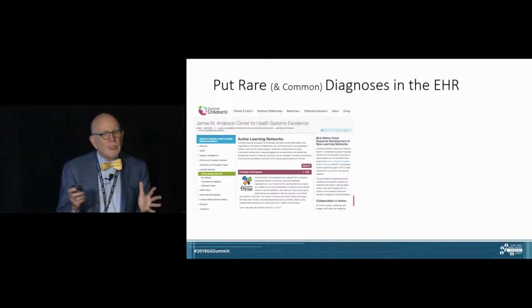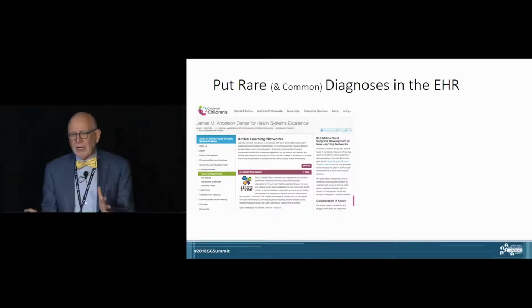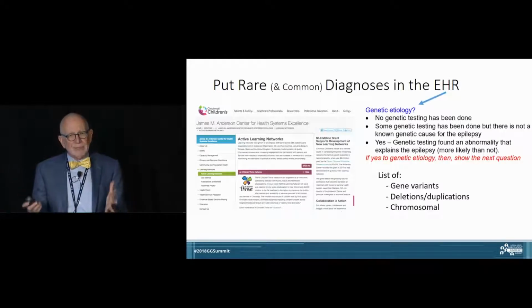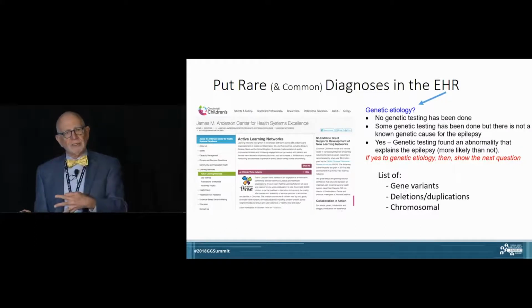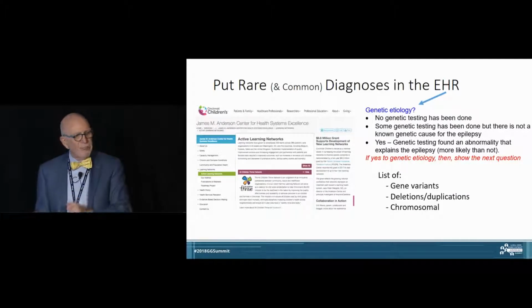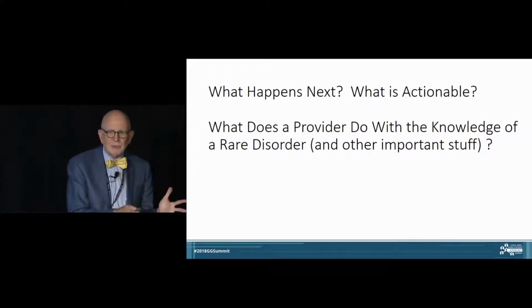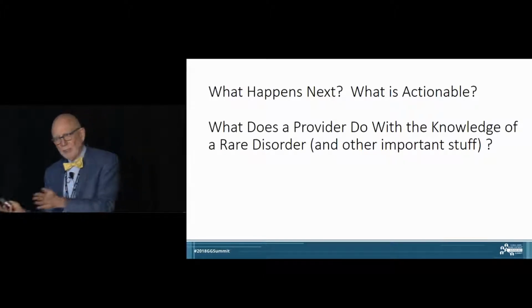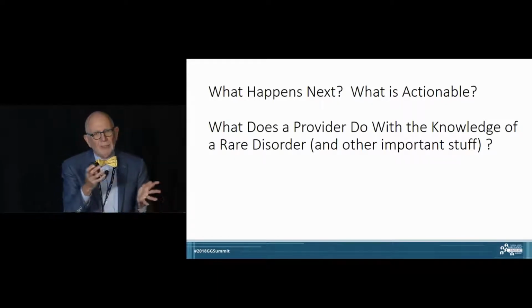The question is, how do you do it? And one of the things that we do via the Anderson Center that essentially creates the registry is we put diagnoses in the electronic health record, so that in our epilepsy note, we list genetic etiologies so they don't get lost and they're encoded. So that's how we get them into the registry. But then what happens next? You've got this stuff in the registry. What do you do with it? It's been a one-way process of getting data into something. How do you make it actionable?